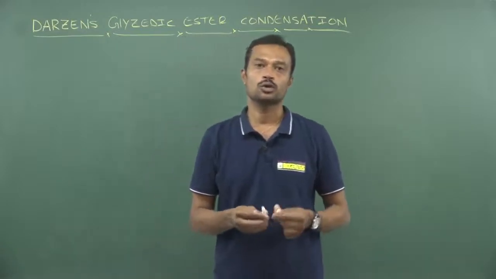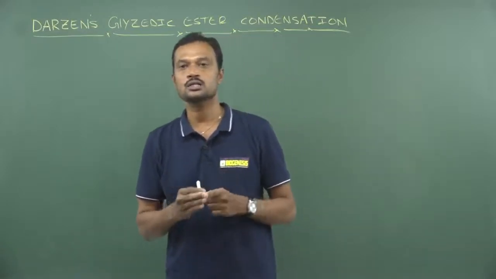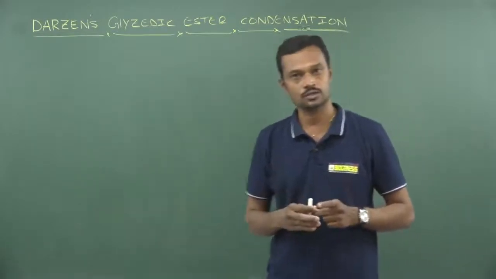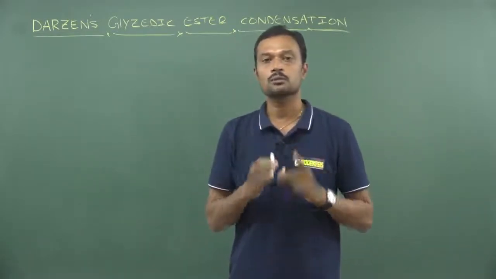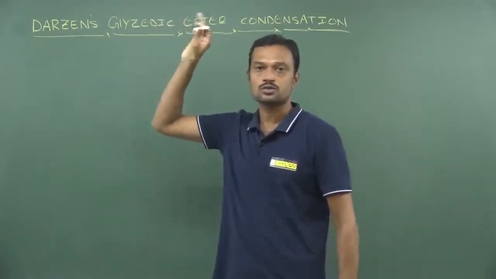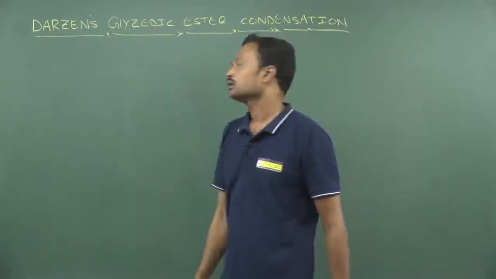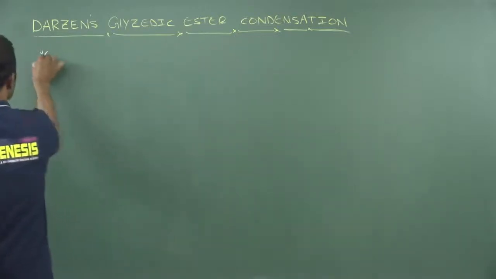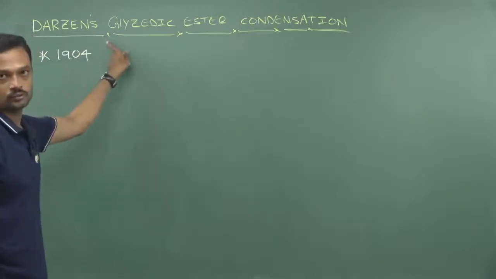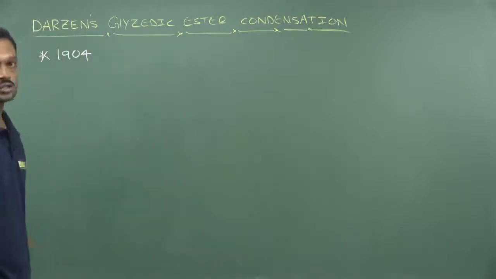In this video, we are going to discuss what a Darzens glyceric ester condensation is. It is also called Darzens condensation. This was completely proposed by August George Darzens in 1904. That's why the name is given as the Darzens condensation.